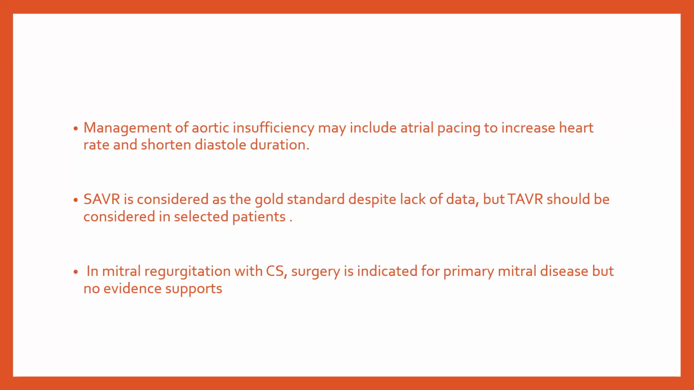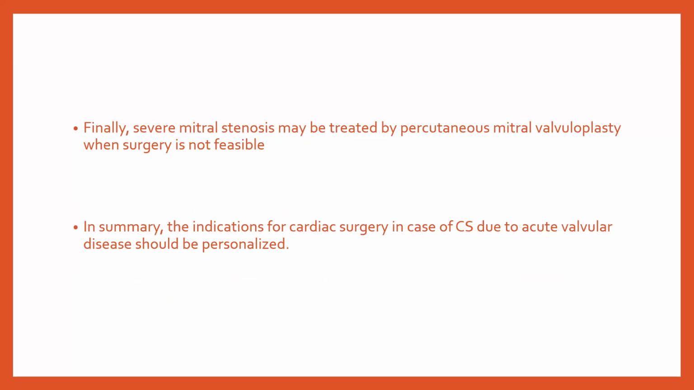So, management of aortic insufficiency may include atrial pacing to increase heart rate and shorten the diastolic dysfunction. So, surgical aortic valve replacement is considered the gold standard despite lack of data, but transcatheter aortic valve replacement should be considered in selected patients. In mitral regurgitation with cardiogenic shock, surgery is indicated for primary mitral disease, but no evidence supports it. Finally, severe mitral stenosis may be treated by percutaneous valvuloplasty when surgery is not possible.